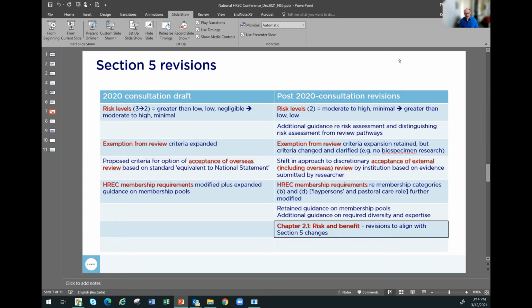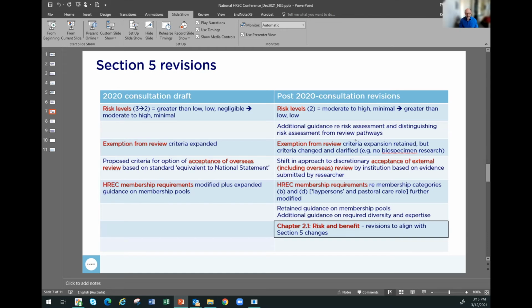But we based this on what we call the standard equivalent to the national statement. Well, that became problematic because it naturally begged the question, who assesses whether it's equivalent to the national statement, and what are the criteria for equivalence in any case? So we rejigged that a little bit. Basically what we've done is to say that if there is this option, it's discretionary, it's part of an institution's approach to external review more generally, and that any decision to accept such a review would be based on evidence submitted by the researcher that is persuasive to the institution that it merits that acceptance of that review could be provided. But what we want to do is make sure that people don't say the national statement prohibits it, either because it explicitly prohibits it or because it doesn't say anything, which some people consider to be prohibitive.